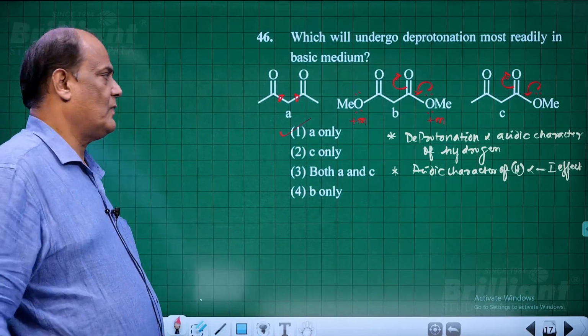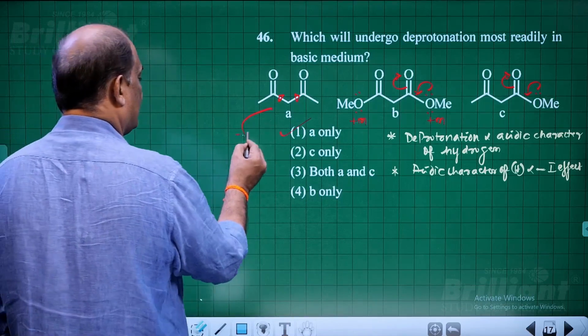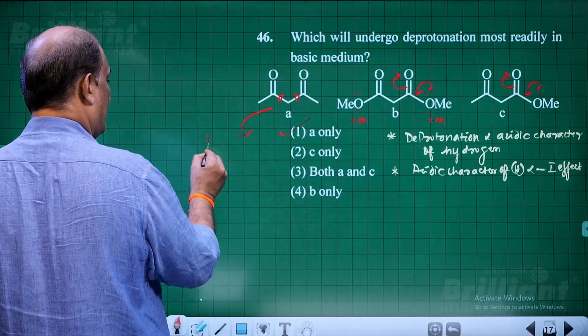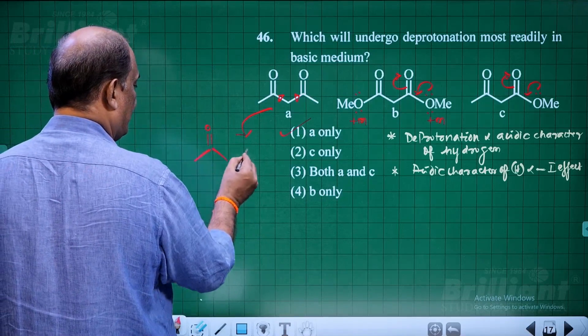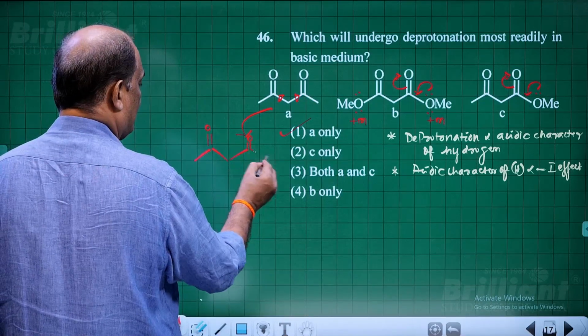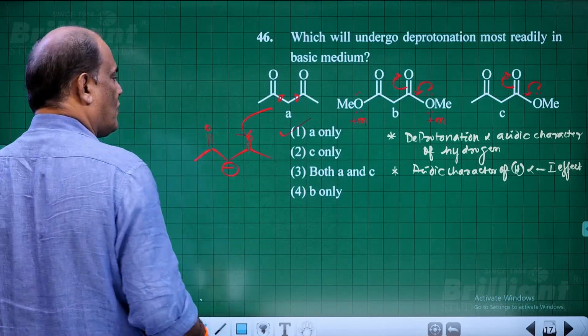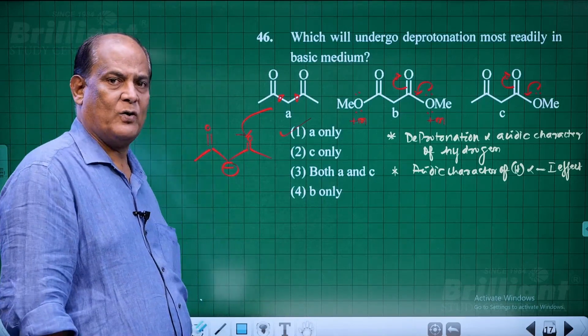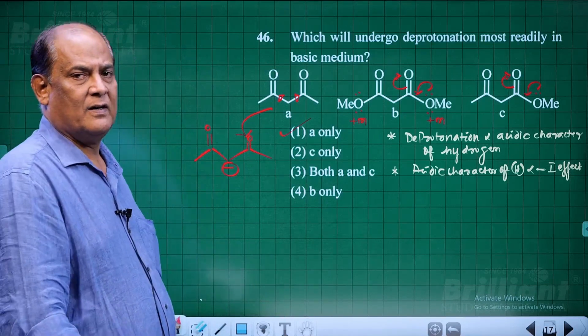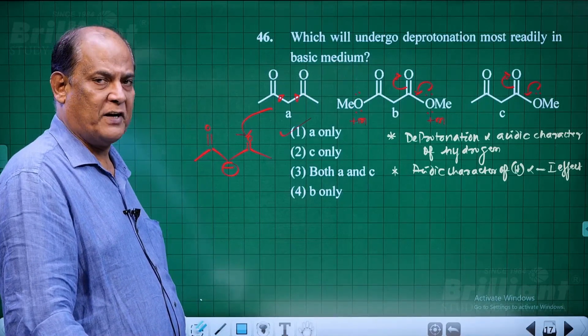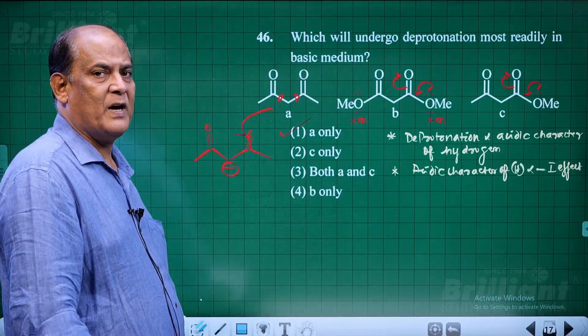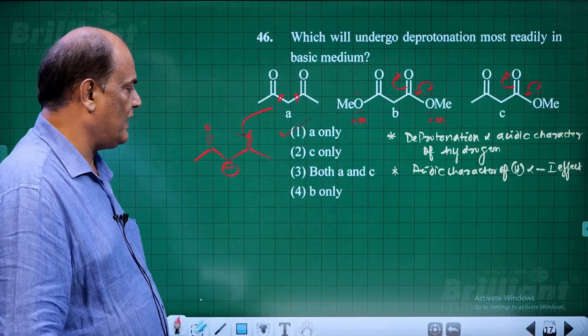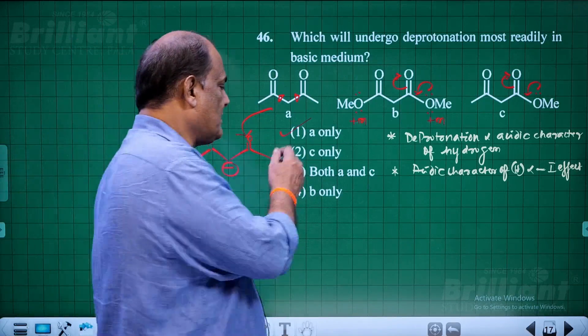in basic medium, what happens? This is normally called the inductomeric effect. In the presence of basic medium, if hydrogen is abstracted very fast, or there is enhancement of the inductive effect in the presence of basic medium or a foreign group, it is nothing but the inductomeric effect. So A is the answer.